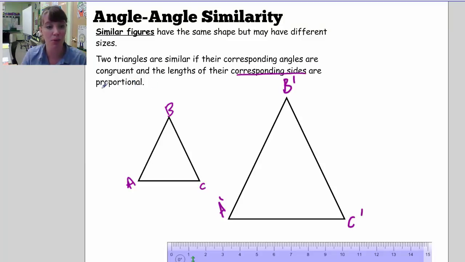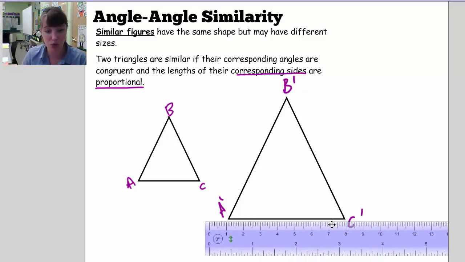But we know that even though their corresponding side lengths are proportional, corresponding sides are the sides that relate to each other. So BC has a corresponding side, B prime C prime. B prime C prime is the image of BC under the dilation. So it's a corresponding side. We know that they're not equal to each other, but when we measure them, their ratios are going to be the same.